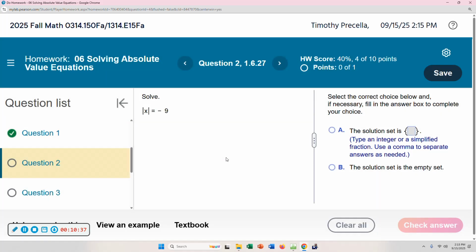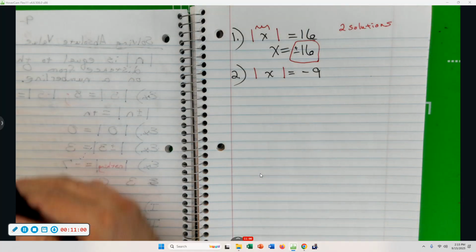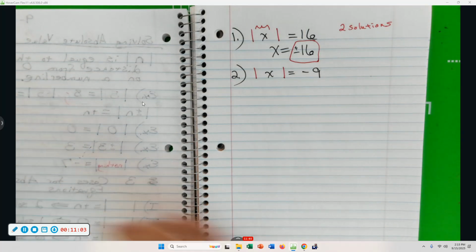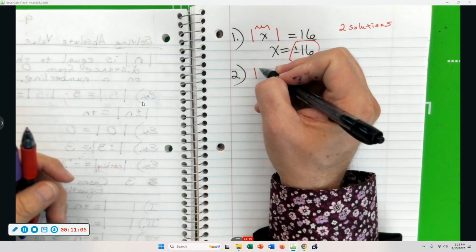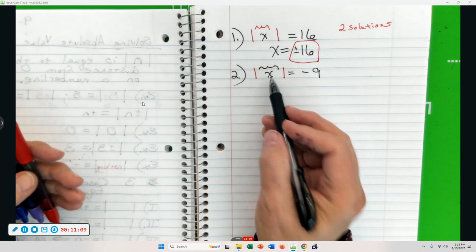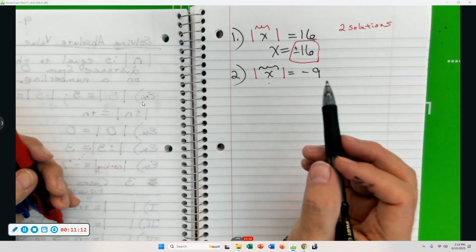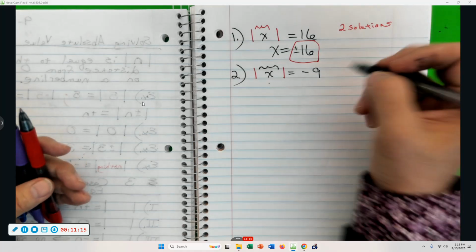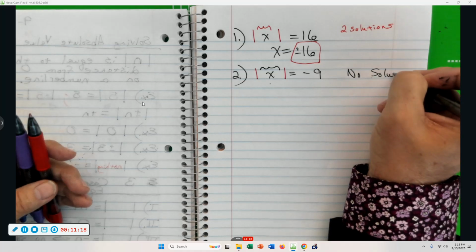What about this next one? Let me write it down. We want to know, what can we take the absolute value of to give us a negative 9? What do we conclude here? No solution. It doesn't matter what you put in here. Whatever you put in, whether it's positive or negative, when you take the absolute value, the result's going to be positive. So, no solution.